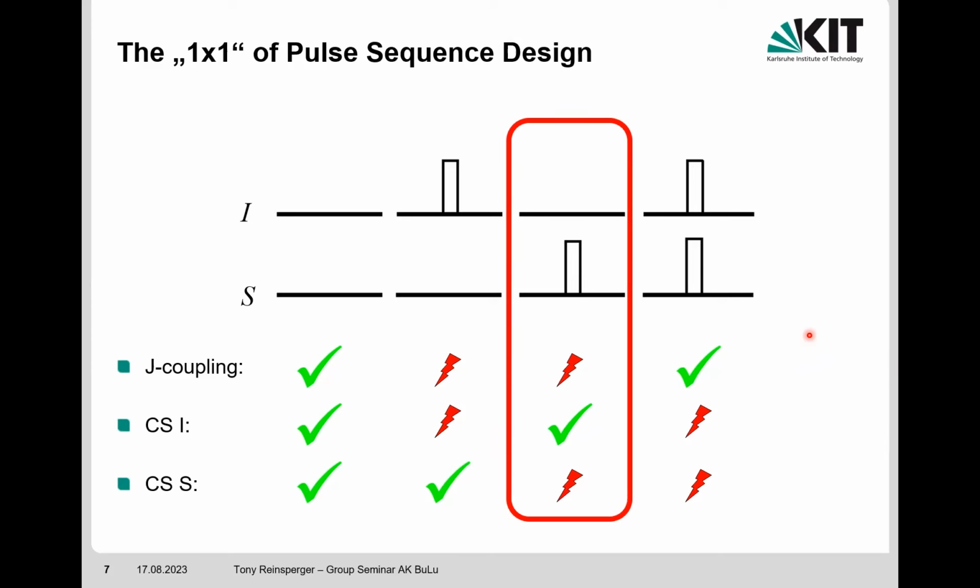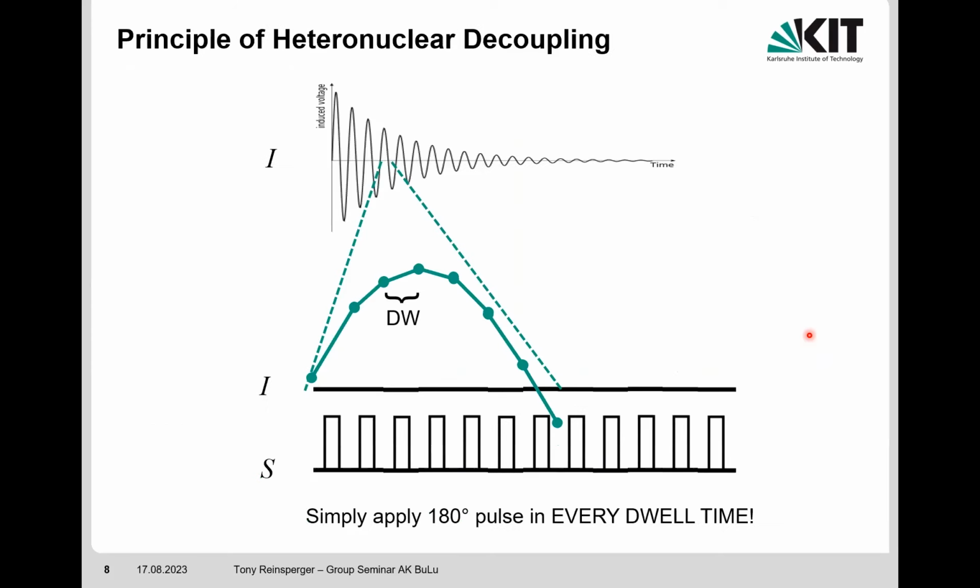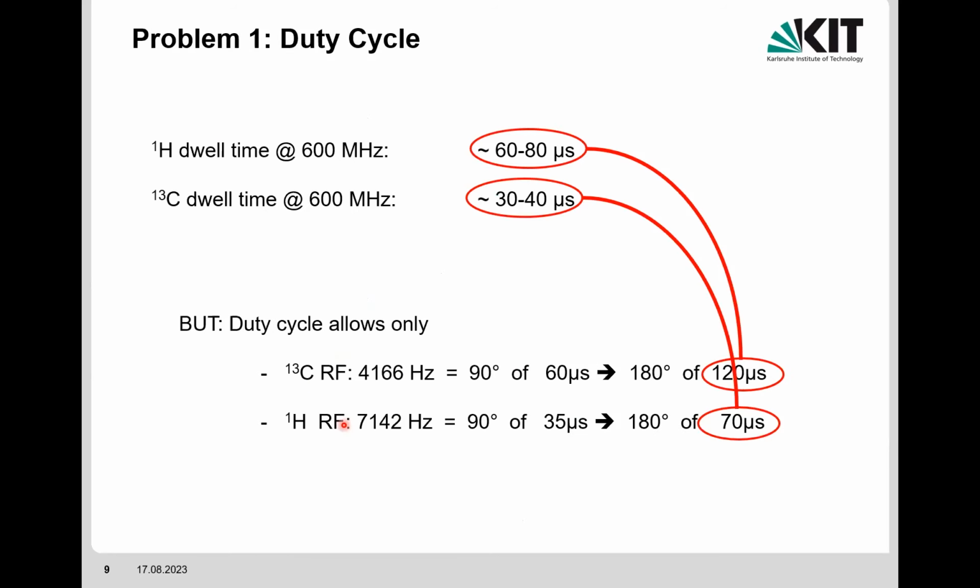So essentially, we would like to have such a decoupled spin echo sequence throughout the acquisition. And that means when we look here at our FID, how it's decaying, and we look at a small detail, then we see our FID consists of several defined discrete data points separated by the dwell time. And now between each of these data points, we would like to apply a 180-degree pulse, and then we have heteronuclear decoupling. But of course, there are problems.